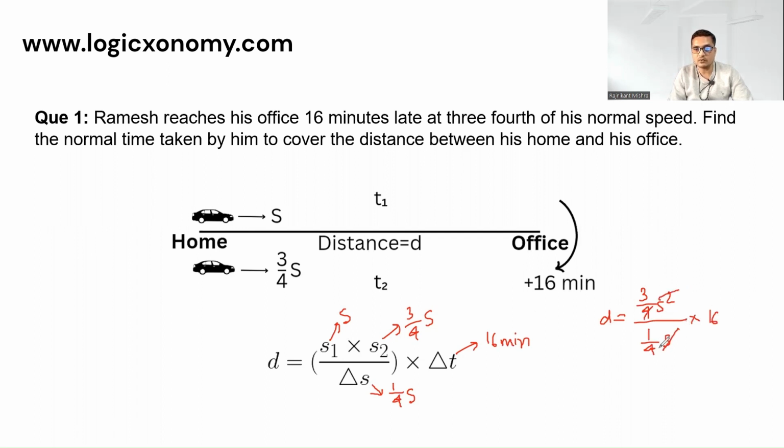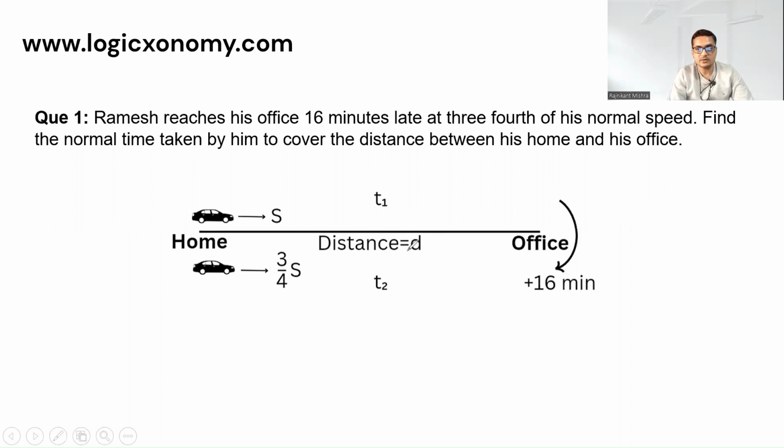s cancels out, 4 cancels out, d is equal to 16 s into 3, or 48 s. Now d by s is equal to 48. Here d by s represents the normal time, which is t1, equal to 48 minutes. It means Ramesh covers the home to office distance d in 48 minutes when he travels with the normal speed.